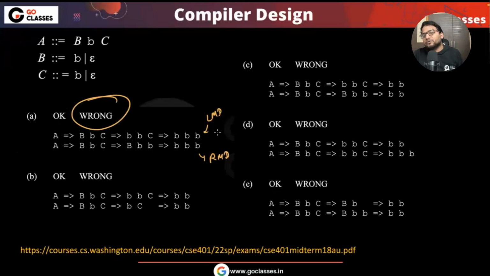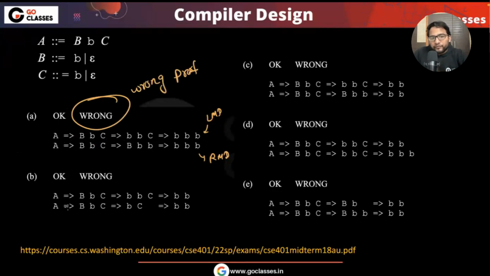Anyway, one leftmost and one rightmost always exists, right? It always exists. Obviously, it will exist. See, this is the left, this is the right. Anyway, there will be different ones. This will exist anyway. So that's why this is basically a wrong proof. The grammar is ambiguous, but the proof is wrong.